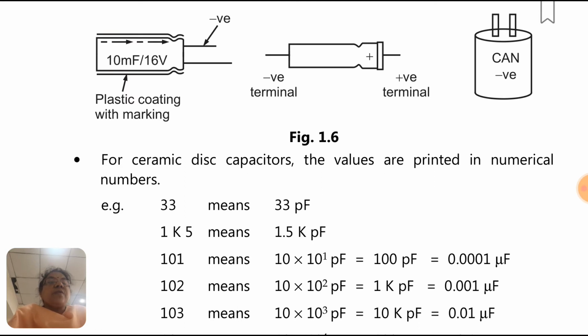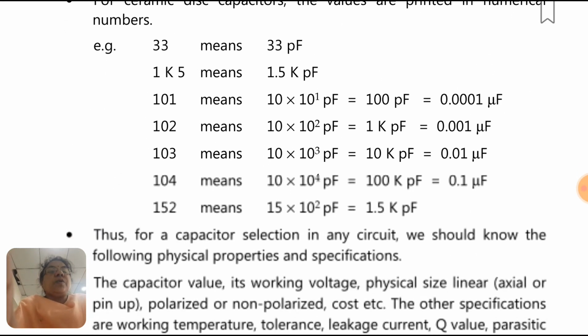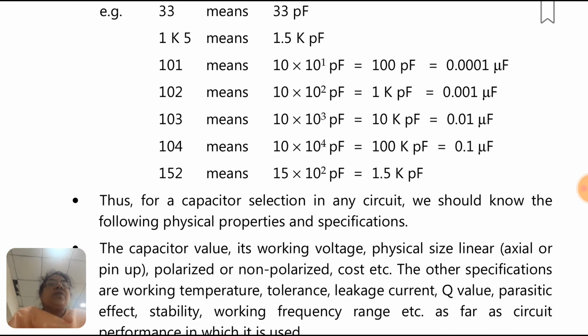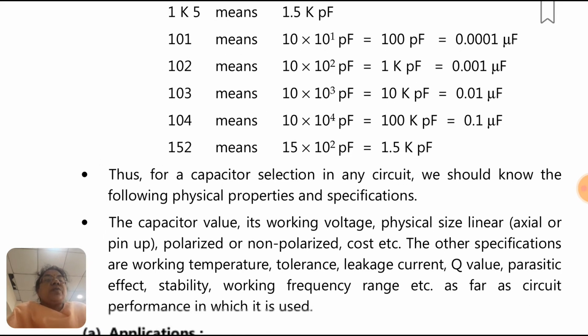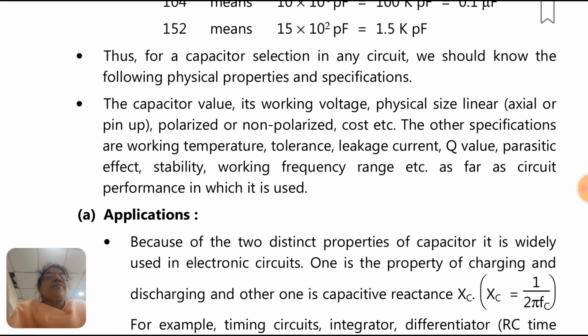If it is 1K5, it means it is 1.5 kilo picofarad. If it is 101, you take the first two digits, 10, then the 1 is the multiplier, 10 raised to 1 picofarad, so it is 100 picofarad or 0.0001 microfarad. So 101 is 100 picofarad, 102 is 1 kilo picofarad, 103 means 10 kilo picofarad, 104 is 100 kilo picofarad, 152 means 15 into 10 raised to power 2 picofarad.